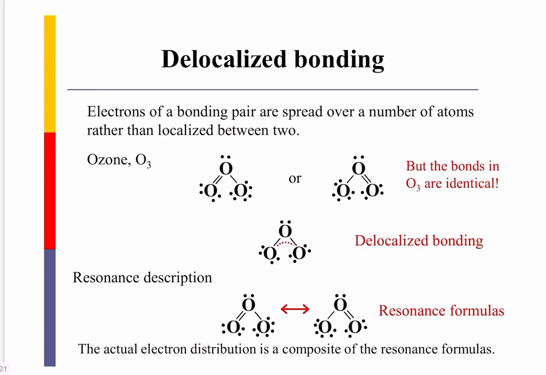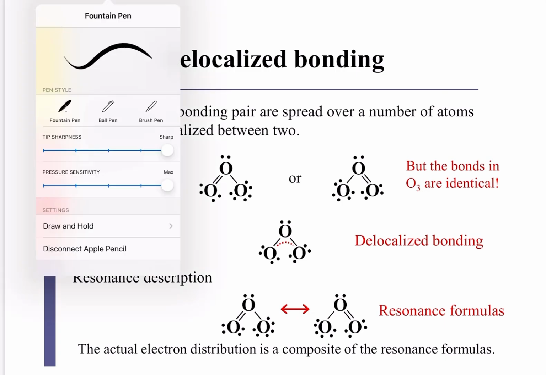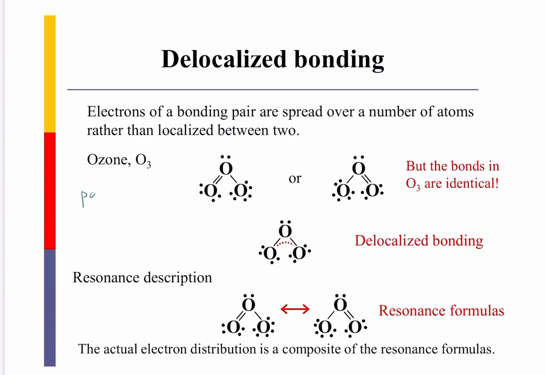Now we go to delocalized bonding. If we have an electron pair and pi bonds, they can delocalize in the molecule. Electrons of the bonding pair are spread over a number of atoms, and they can be very easily delocalized. For example, we always need a free pair of electrons, or non-bonding pair of electrons, and double or pi bonds.